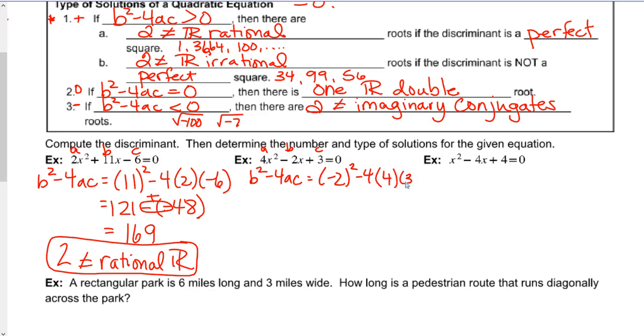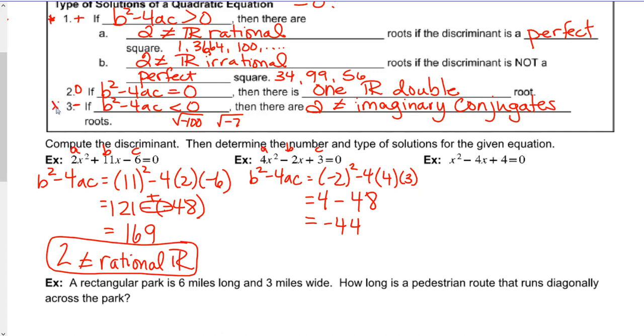So write it all out if you have to. Negative 2 times negative 2, anytime I square a negative, I become a positive, minus 4 times 4 is 16, times 3 is 48. Therefore, when I subtract them, it gives me a negative 44. And in this case, I don't care what the number is. I just want to know what the sign is. Is it positive, 0, or negative?